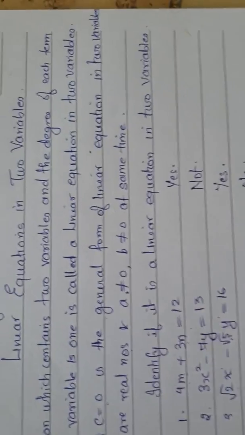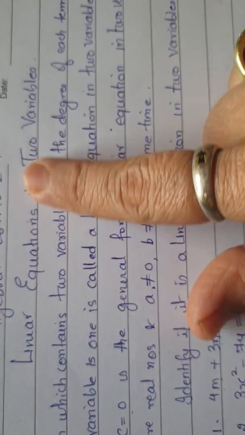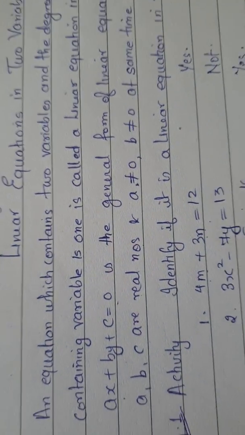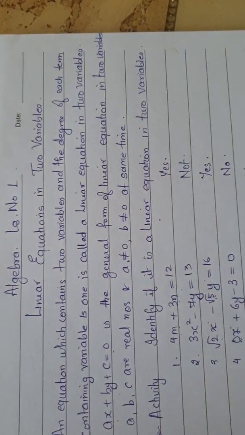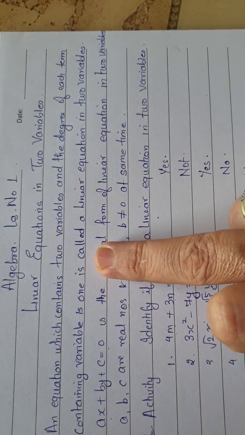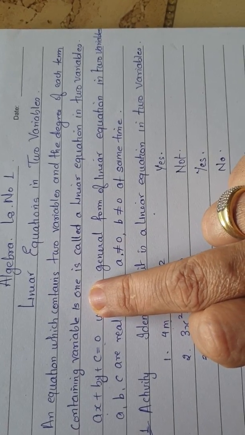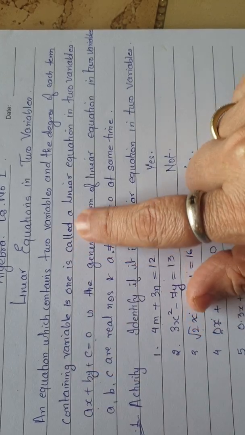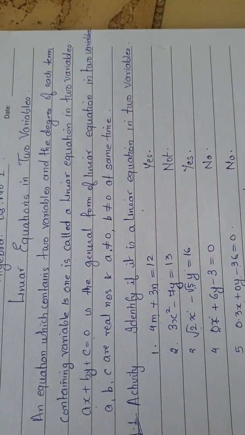Hi, good morning. Today we are doing algebra lesson number 1, that is linear equation in two variables. Now what do you mean by linear equation? An equation which contains two variables and the degree of each term containing the variable is 1. So now this you studied in polynomials: variables x and y, when the degree is 1, then it is called a linear equation in two variables.